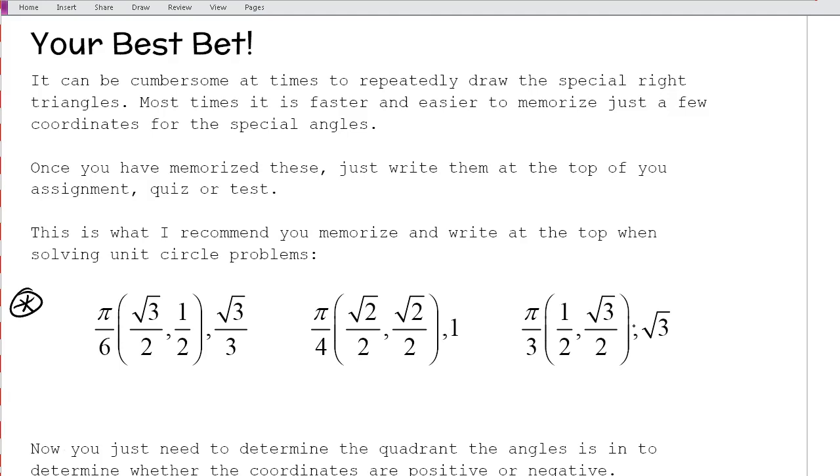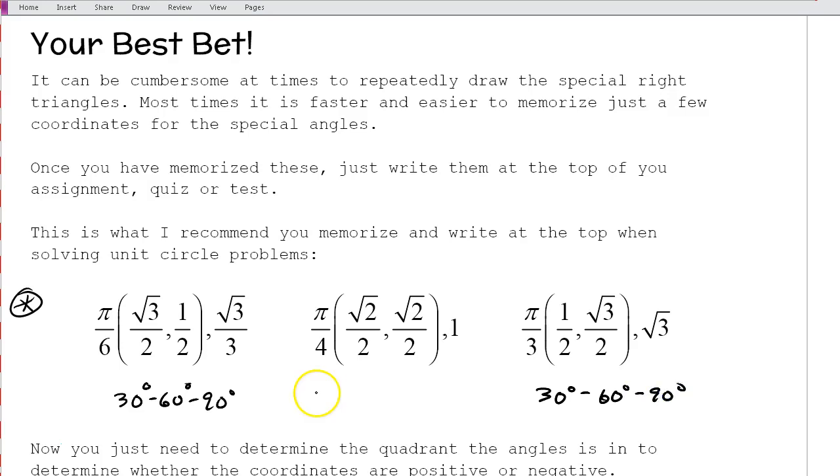First quadrant, all of them are positive. Second quadrant, only the sine is positive. Third quadrant, only the tangent is positive. And fourth quadrant, only the cosine is positive. And then, these were from our 30-60-90 triangles. This was also from our 30-60-90, just at a different orientation.